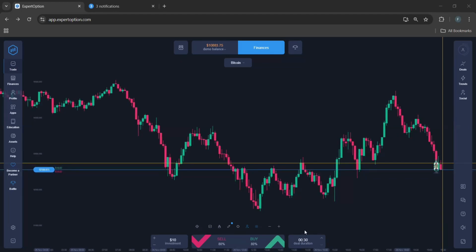Now, this deal duration is also one of the major things I want to explain to you guys. You can see that the deal duration currently is 30 seconds. It automatically means that if I press this buy now, and within 30 seconds the trade does not go my way, I'll lose my money. But within that 30 seconds, if the trade goes in my favor, I'll gain 80% with my investment.